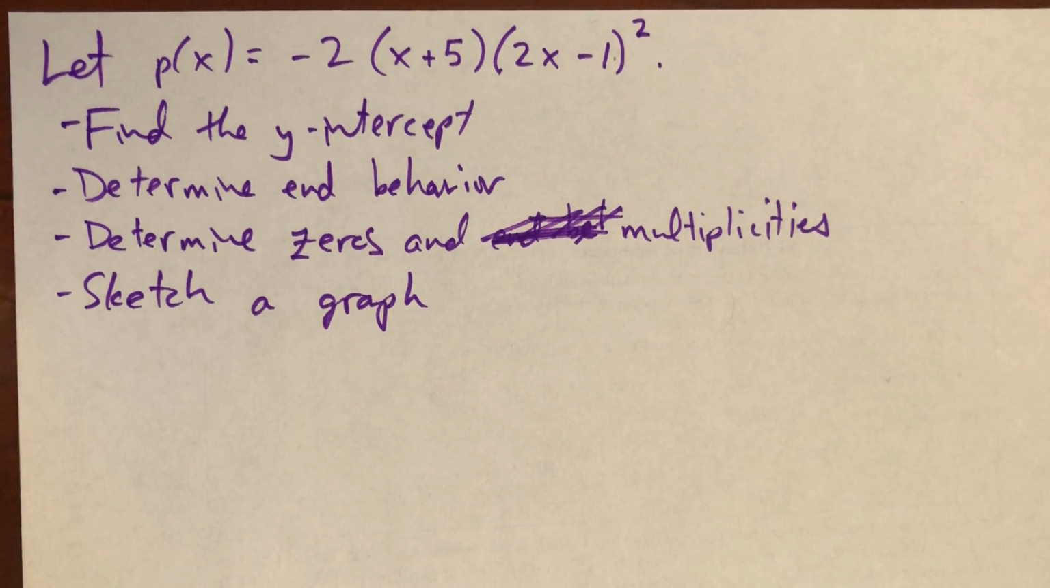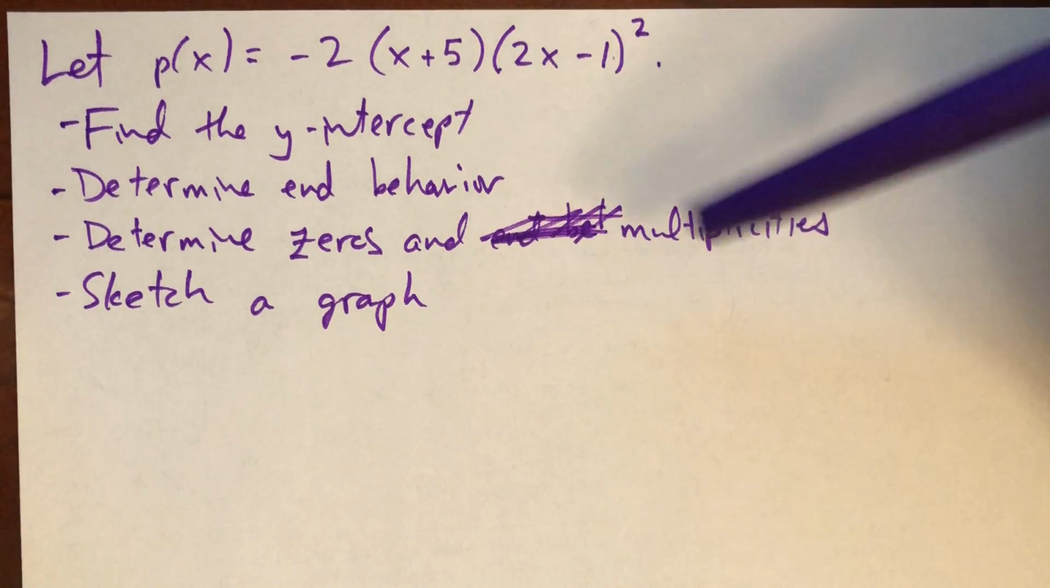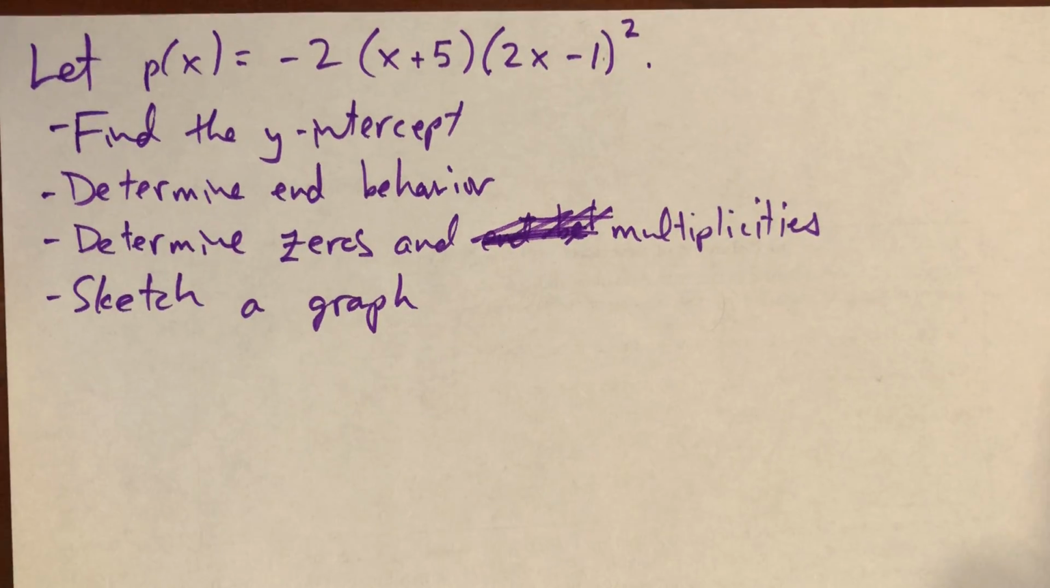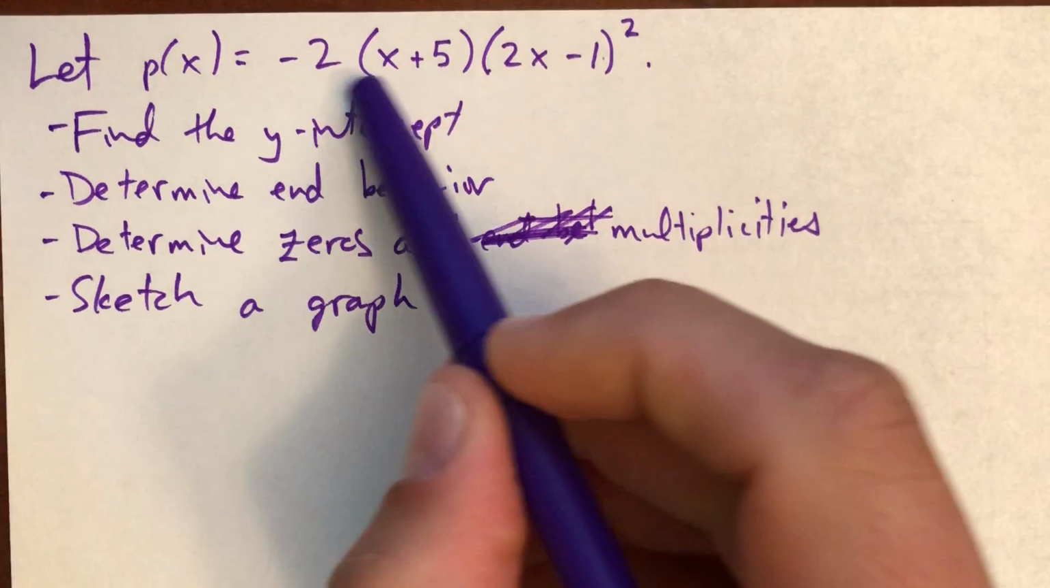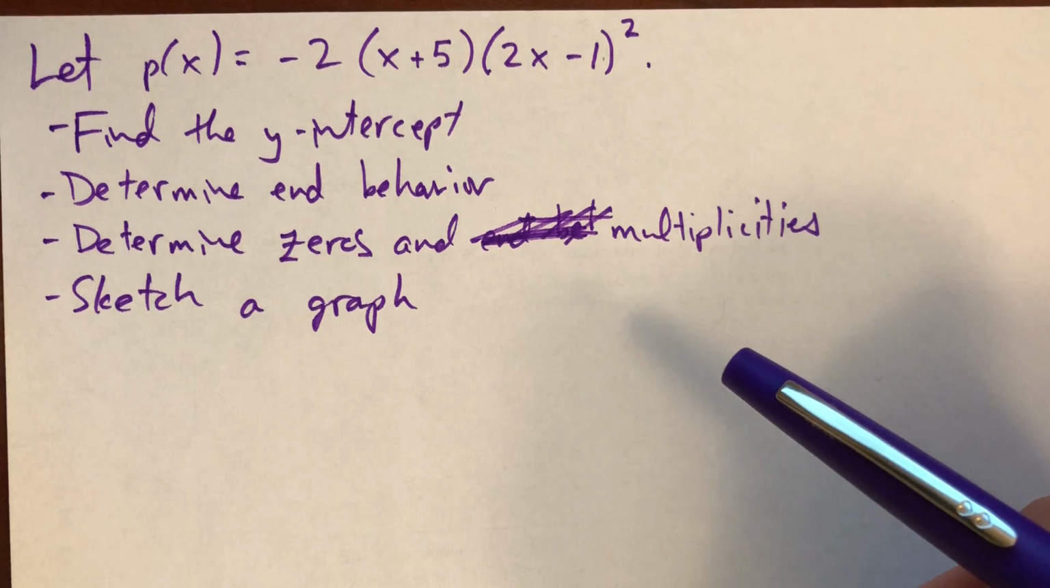Okay, so we have a nice function here. Looks like a polynomial. We want to find the y-intercept, determine end behavior, determine the zeros and their multiplicities, and sketch a graph. So this one here is going to be a little bit of a slam dunk for us because most of the hard stuff is done for us already. As long as we don't have to factor the polynomial, we can really just get all this information almost immediately.